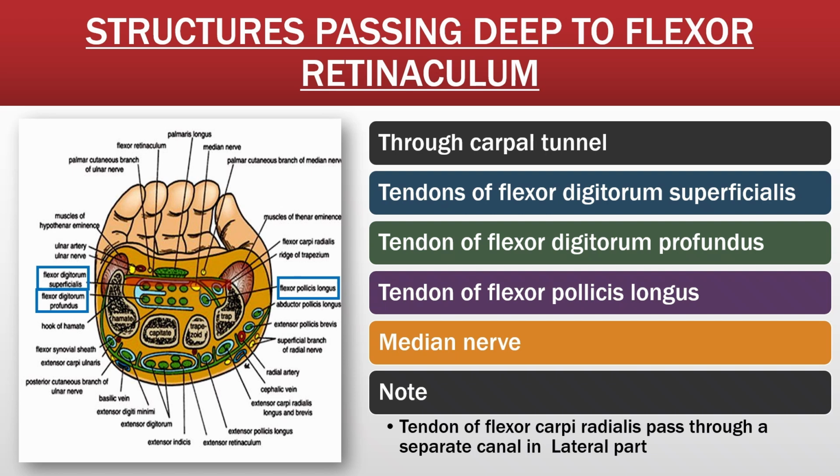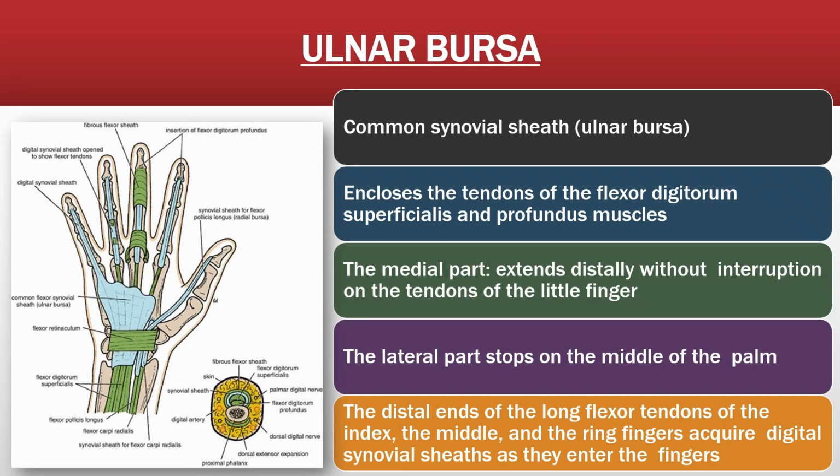The tendon of the flexor carpi radialis, we have seen it passing through a separate canal, right? That is on the lateral aspect. So this is the flexor carpi radialis. Bursa is nothing but the synovial sheath. This synovial sheath basically encloses the flexor digitorum superficialis and flexor digitorum profundus tendons. This is the ulnar bursa.